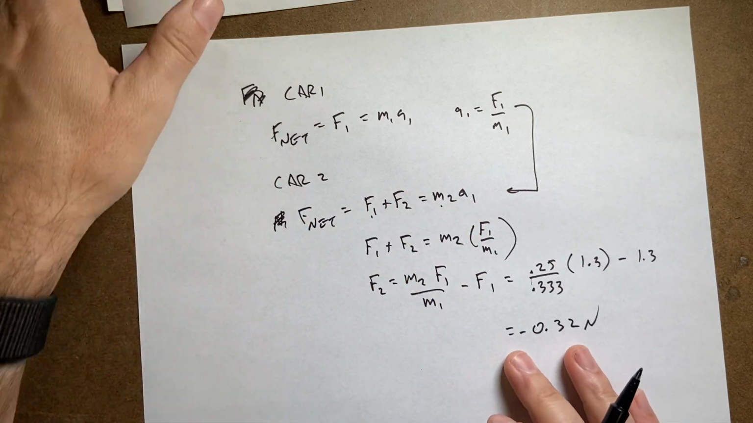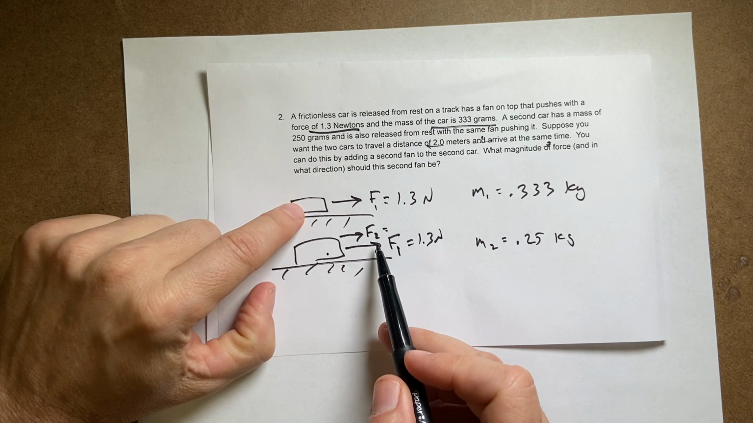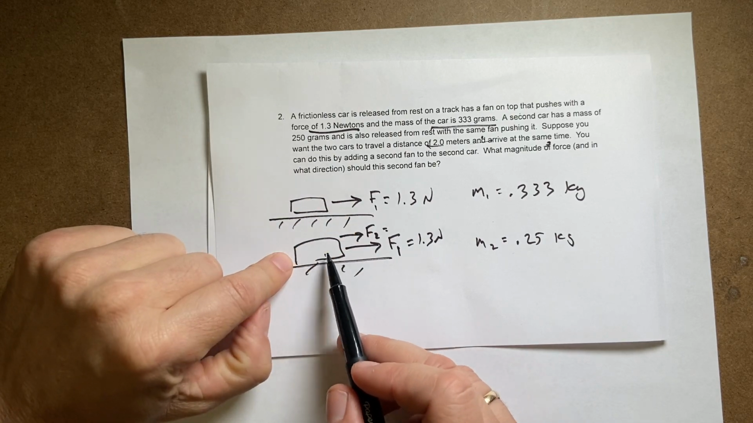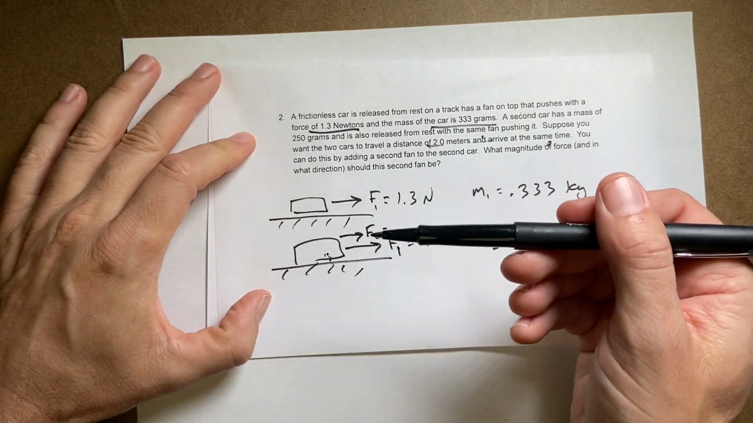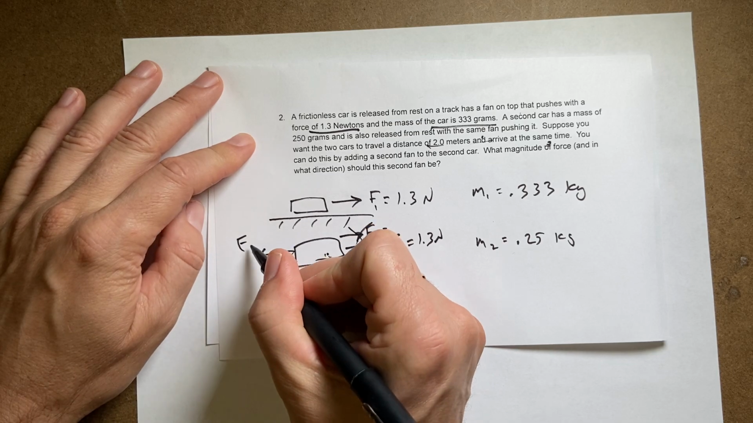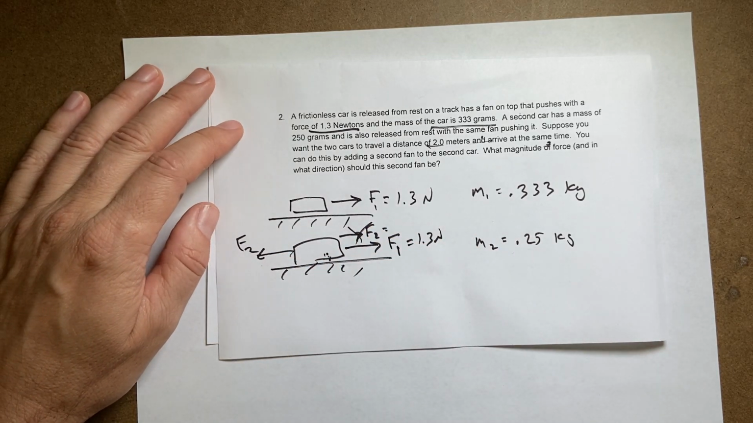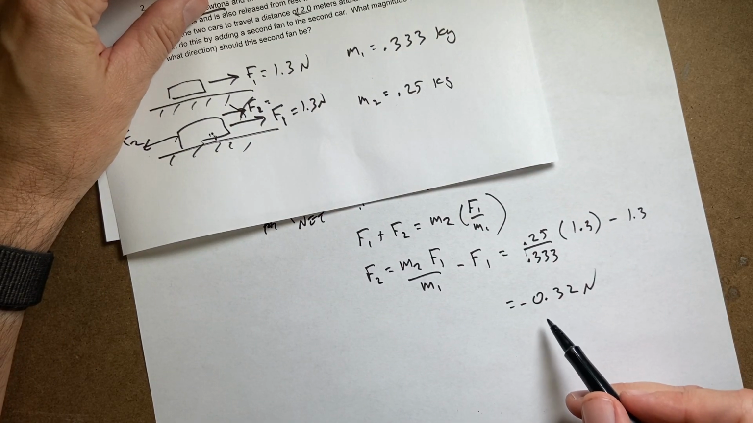So what that means is, this one has a lower mass, so if it had the same force and no extra fan, this one would win. This one would be too fast. So how do we slow that down? We need to have an extra force pushing in the backwards direction. So this fan is actually going to be pushing that way, which is fine. Okay, and there you go. That's the answer: negative 0.32 newtons, backwards.